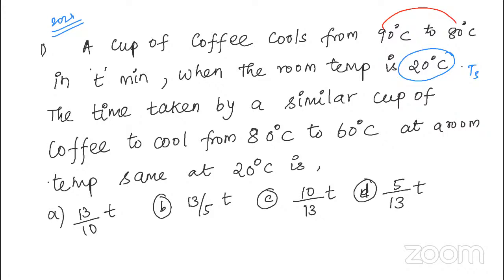So here, the time is T. It changes from 90 to 80, it converts. That information is given, right? Then the time taken by a similar cup of coffee to cool from 80 to 60 degrees, how much time does it take? Okay, that is the question.